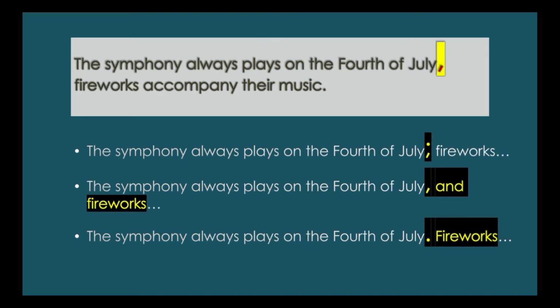The second comma splice from the bunch was this one. The symphony always plays on the 4th of July, comma, fireworks accompany their music. Just as before, we can switch to a semicolon, we can add a conjunction, or we can create 2 separate sentences. If we use a conjunction, it can't just be any conjunction. The because we used in our last example wouldn't work here at all. The symphony definitely doesn't play because the fireworks occur. They play because of the specific holiday, and additionally, there is also a fireworks show.